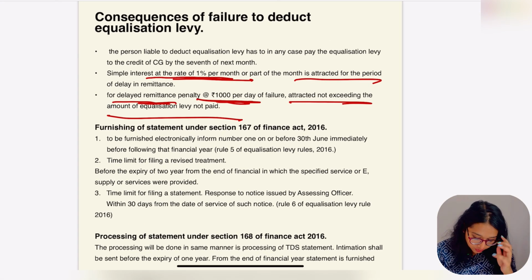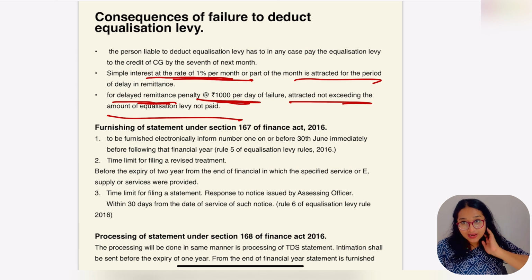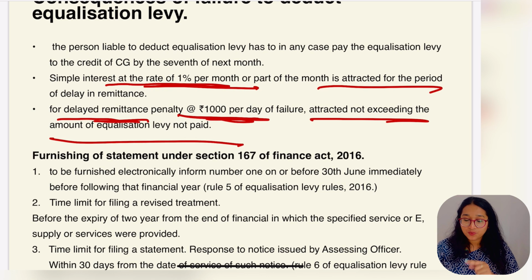Now let's go for the consequences of failure to deduct equalization levy. What if the person who has to pay the equalization levy has not deposited the amount by the 7th of next month? What are the consequences? What I told you, the interest of 1%, and second, a penalty of ₹1,000. Very good.